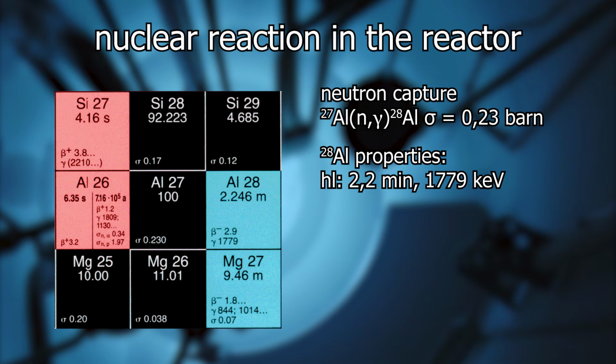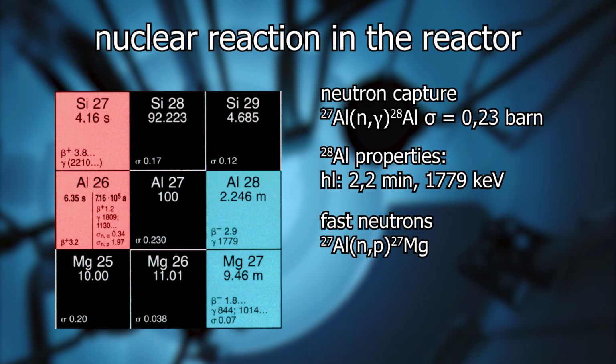It emits a nasty 1779 kiloelectron-volt gamma, but it has a half-life of just 2.2 minutes, so you can simply wait it out on the practical day itself. 10 half-lives, 22 minutes later, we are down to just 0.1% of the initial activity. This is done for radiation protection reasons.